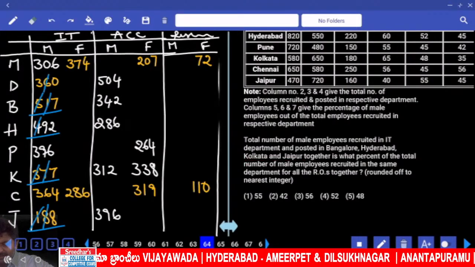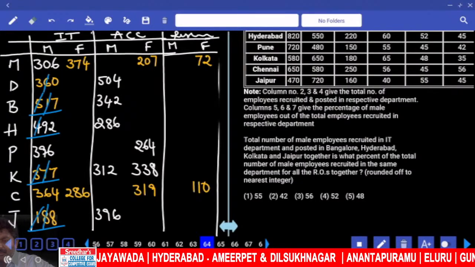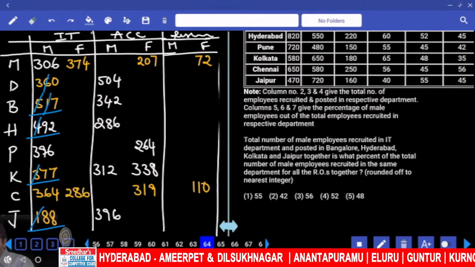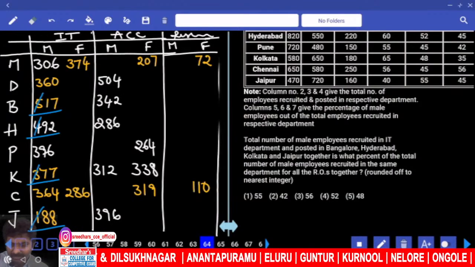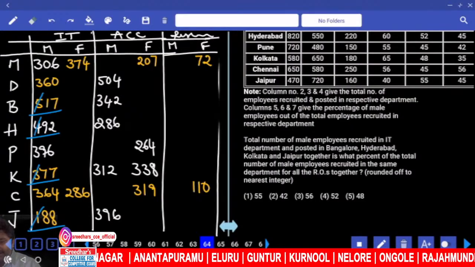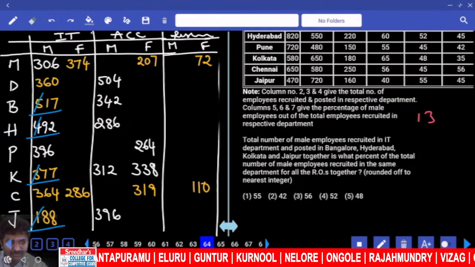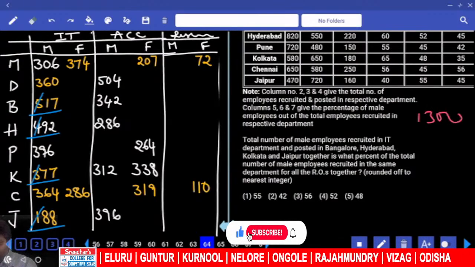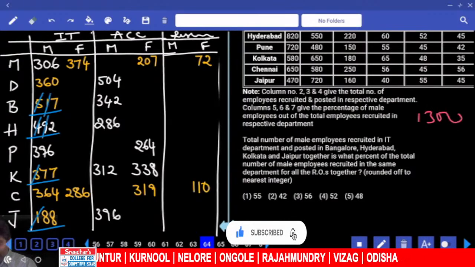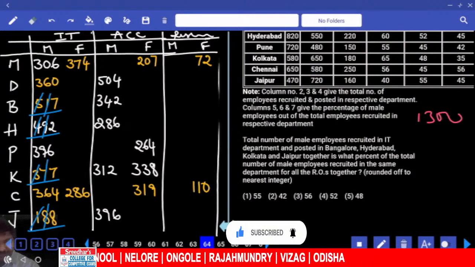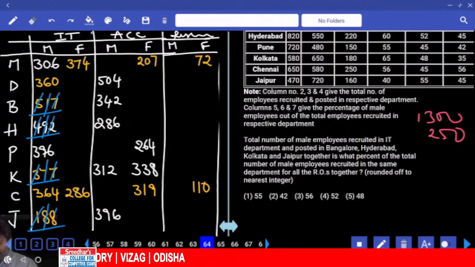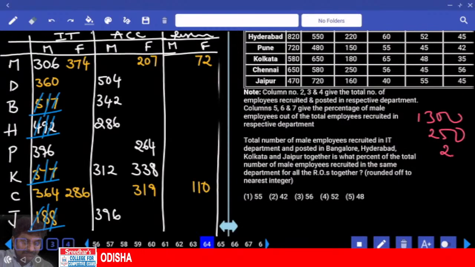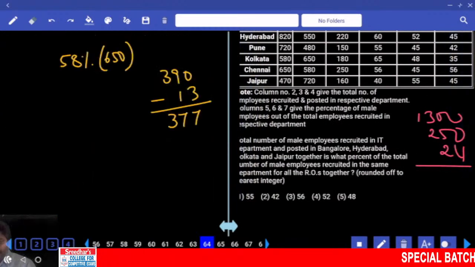What? Did I make a mistake? What 500s do we have? Bangalore, Hyderabad, Kolkata, Jaipur. Right. 500, 400, 9 plus 3, 12, 1300. So far 100s place is 13, correct? Now 10 plus 90, 170, 250. Yes. Units place 7 plus 2, 9 plus 7, 16 plus 8, 24. Total 1574.